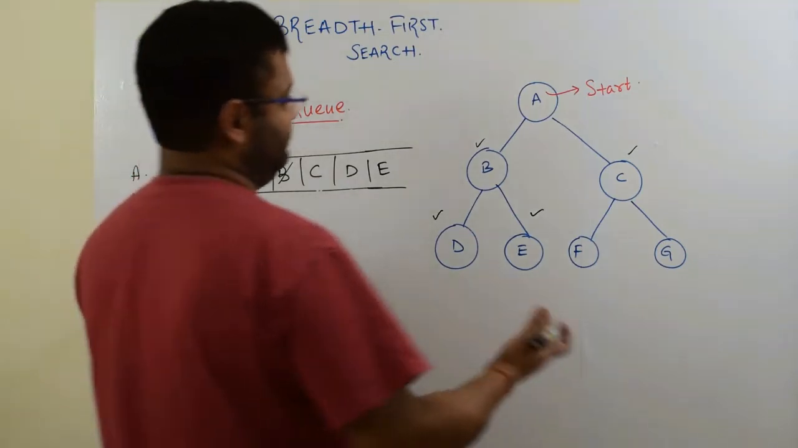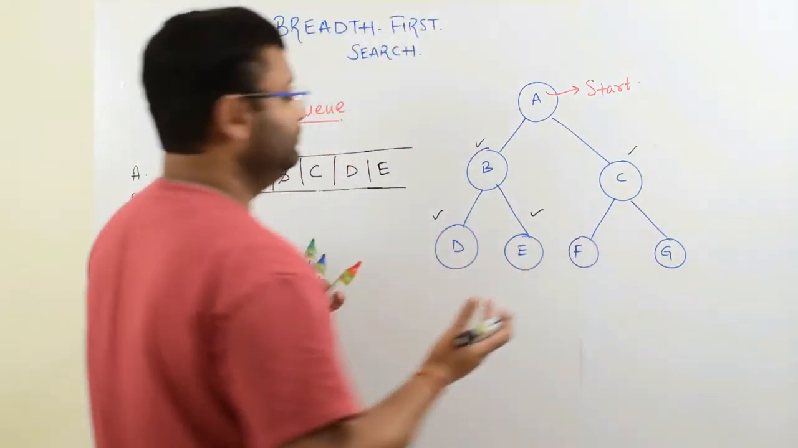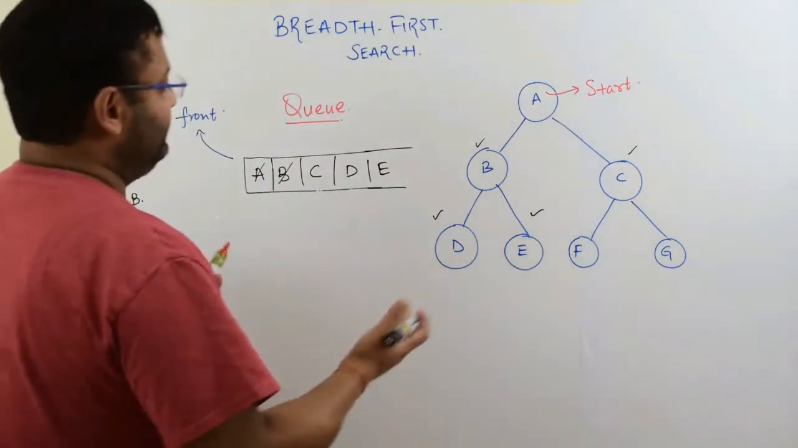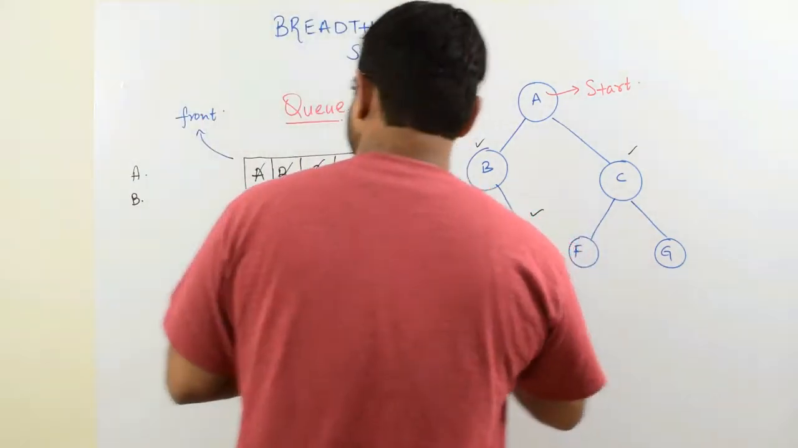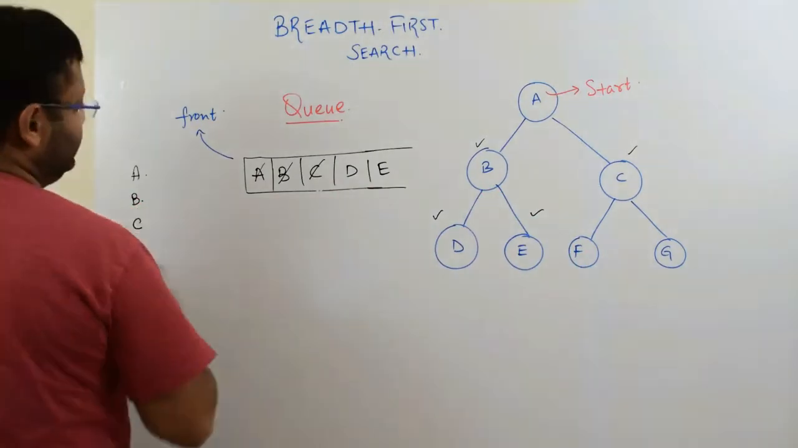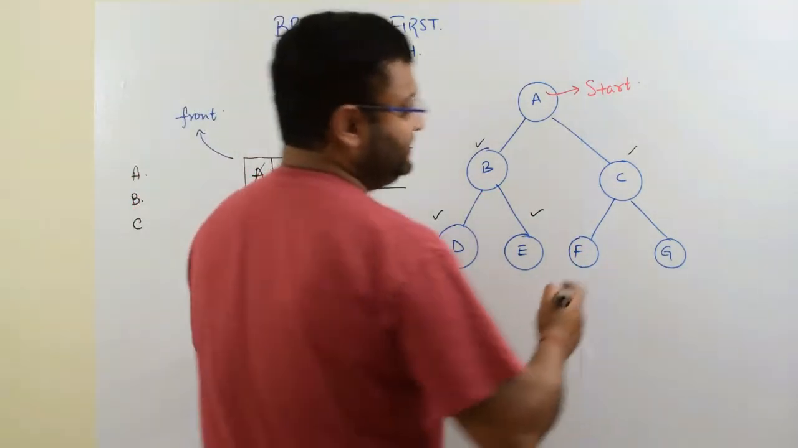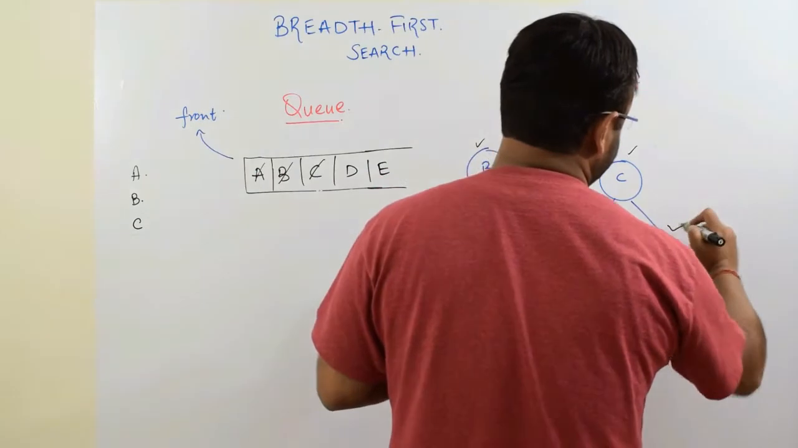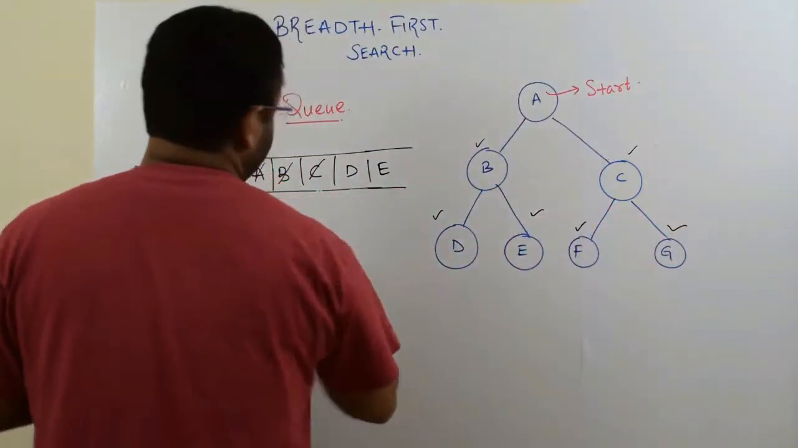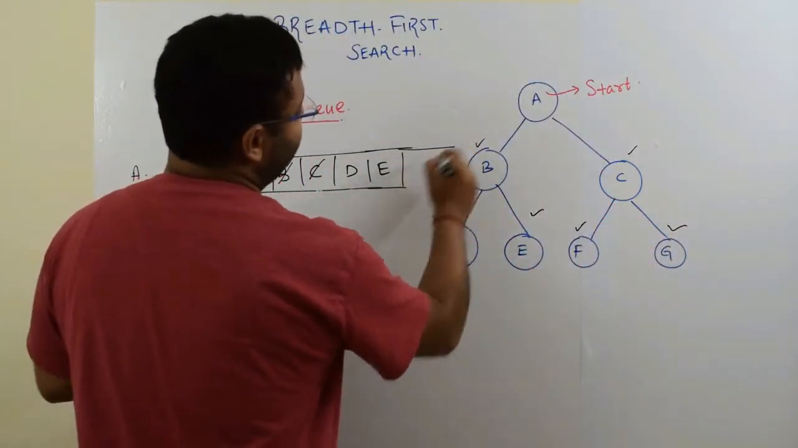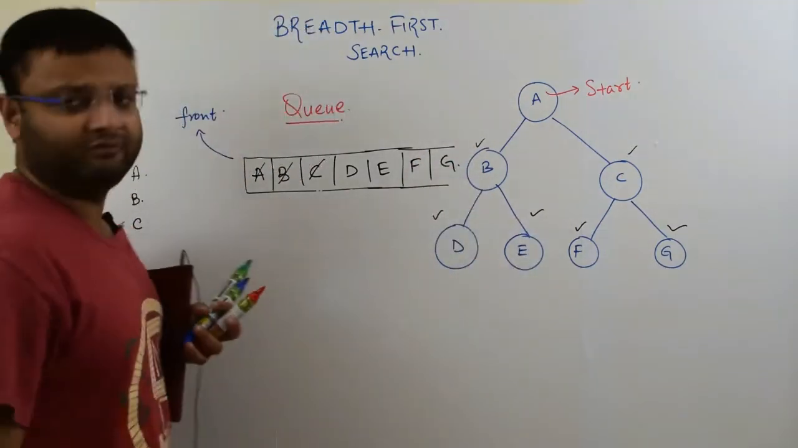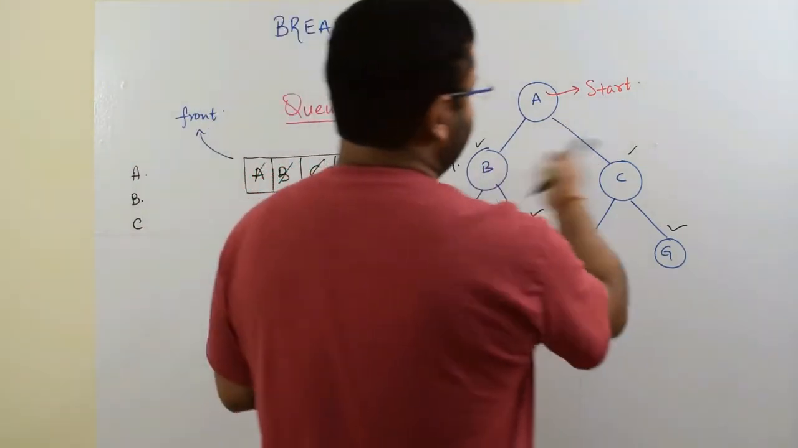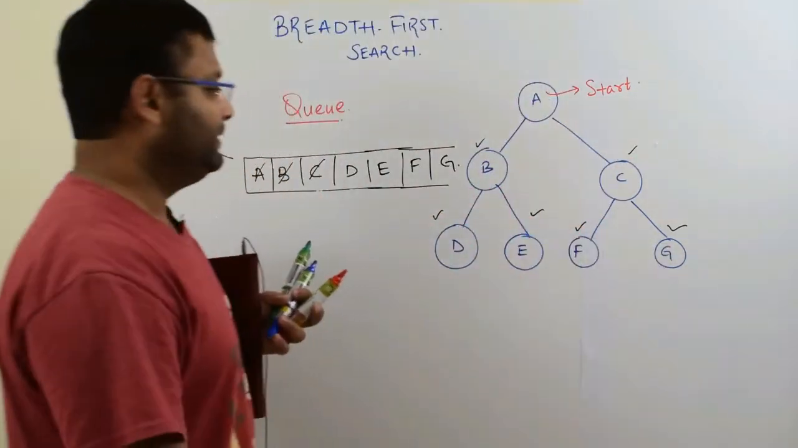Now, definitely, you have to perform a DQ operation. What will you dequeue? C, correct? C is now taken out of the queue. And now see what the neighbors of C are, F and G. Push F and G into this queue. Again, order is not relevant, but since we have taken one particular order, we'll go by that only. Now what?